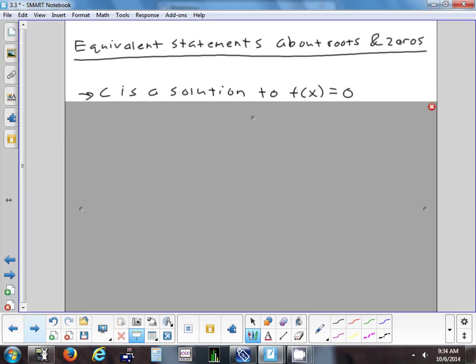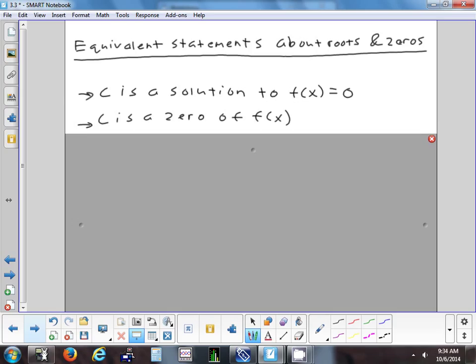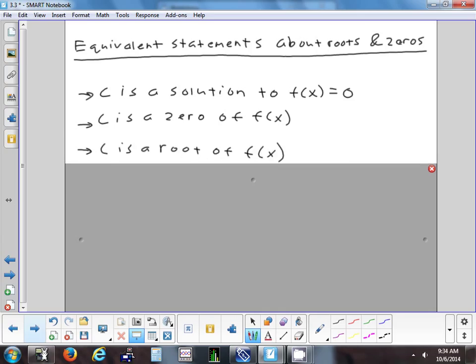Okay, so here are some equivalent statements about roots and zeros. We've said all of these before. We're just going to put them all together in one list. Suppose that c is a root. What that means is that if you plug it into the function f, you're going to get 0. That's what a root is. You plug it in, you get 0 for y. So c is a zero of the function. c is a root of the function. Same thing.